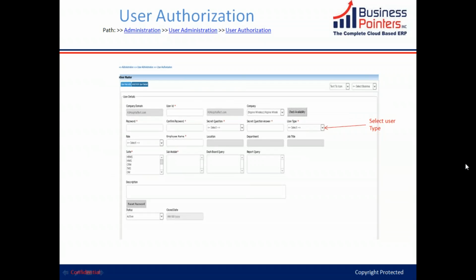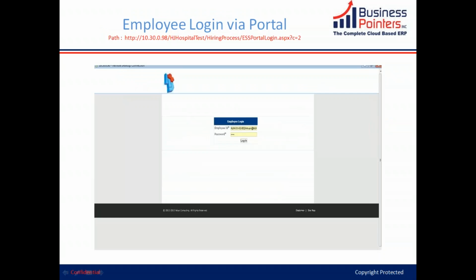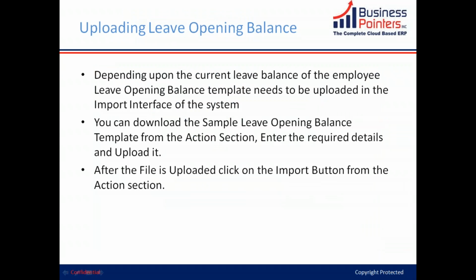User authorization. So this is the user master screen. This is the user type. This is how you select the user type: if it's an ESS user, like the employee self-service user, a manager self-service user, a super user, or a normal user. In the role master, you create different types of roles, and you assign the roles to particular users. This is how the employee logs in via the portal.